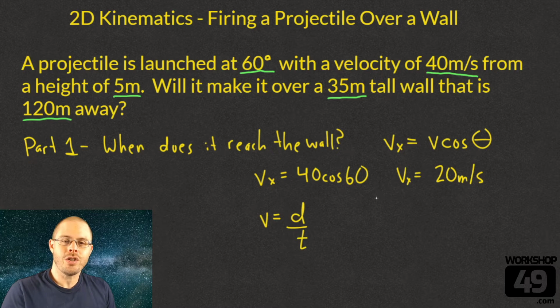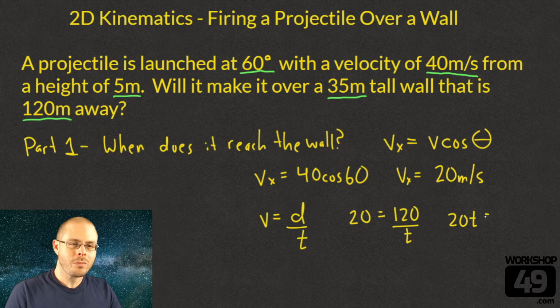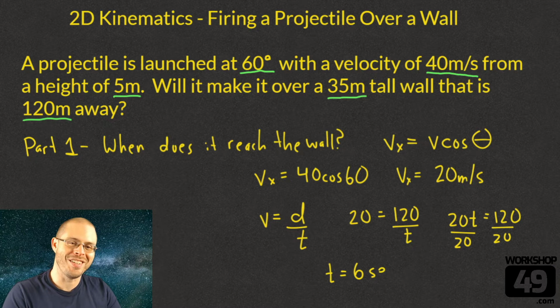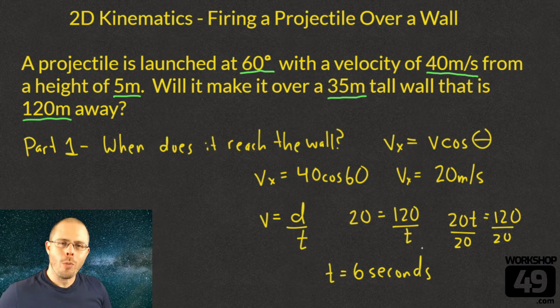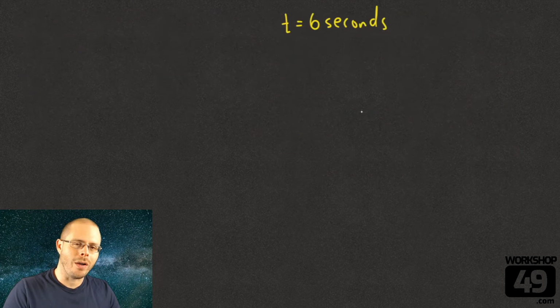We can now use the equation v equals d over t to figure out when it reaches the wall. Our velocity is 20, the wall is 120 meters away, and we're solving for time. We can clean this up by multiplying both sides by t and then dividing both sides by 20, which gives us a wonderfully predestined time of 6 seconds. That means from the moment this projectile is launched, it takes 6 seconds to reach the wall.